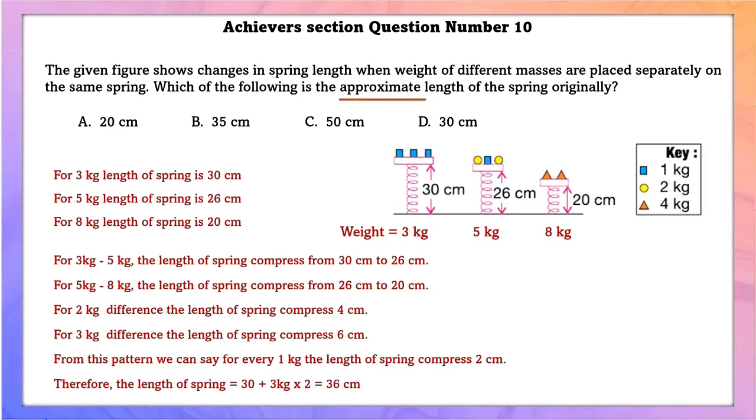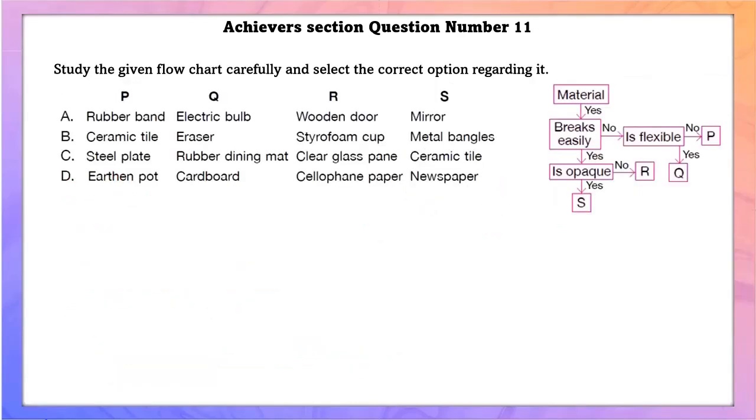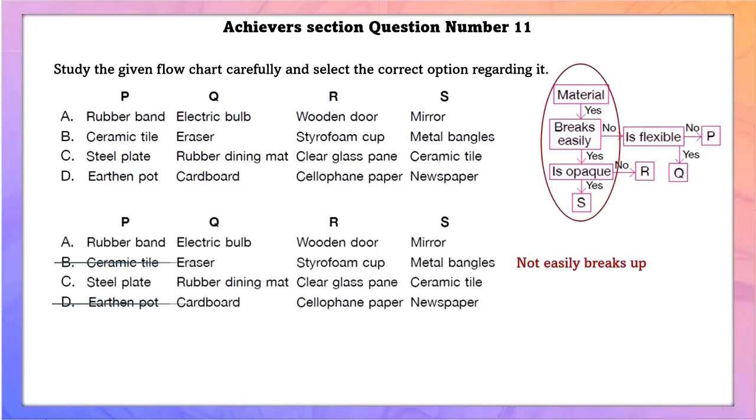And since they have asked the approximate length, we can say that B option, that is 35 cm, is the correct option. Achiever section question number 11. Study the given flowchart carefully and select the correct option regarding it. First, let us take S.